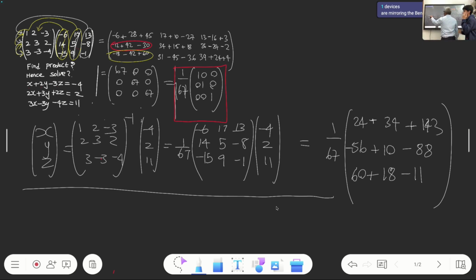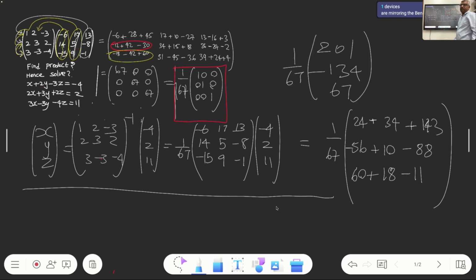So what will come? 158, 200, 180, 201. Okay, right? 201 minus 144 minus 134. 67 is a factor of all these numbers. So 3, minus 2, 1. So x is 3, y is minus 2, z is 1.